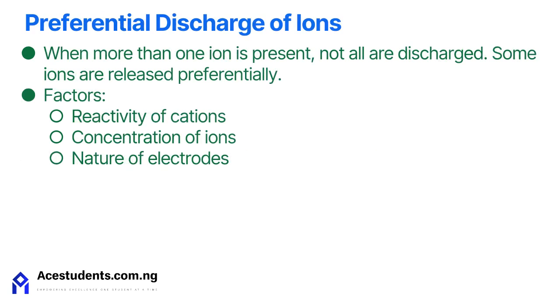When more than one type of ion is present in an electrolyte, not all of them are discharged at the electrodes. Instead, some ions are released preferentially depending on three key factors. These are the reactivity of the cations, the concentration of ions, and the nature of the electrodes. Note: if a question asks why a certain product is formed, always refer to one of these factors.